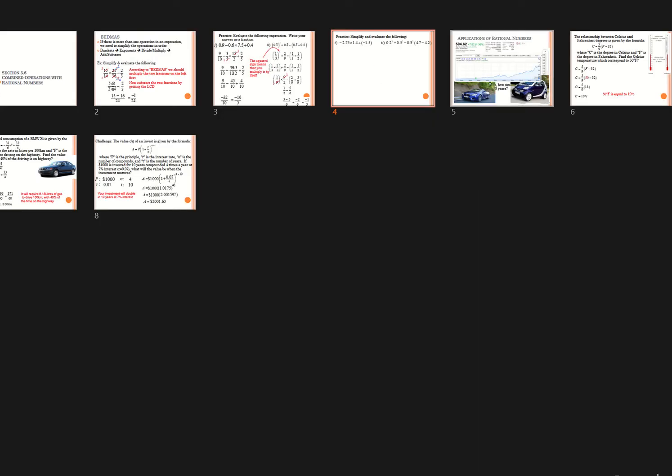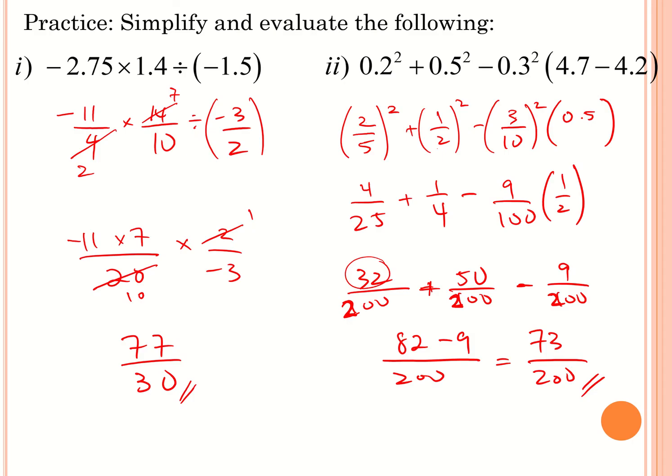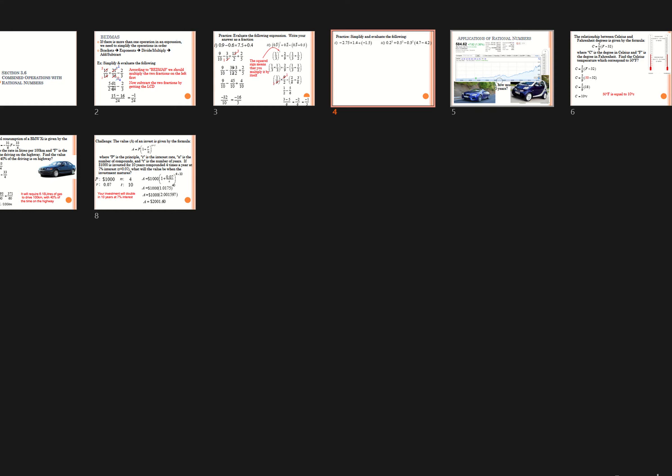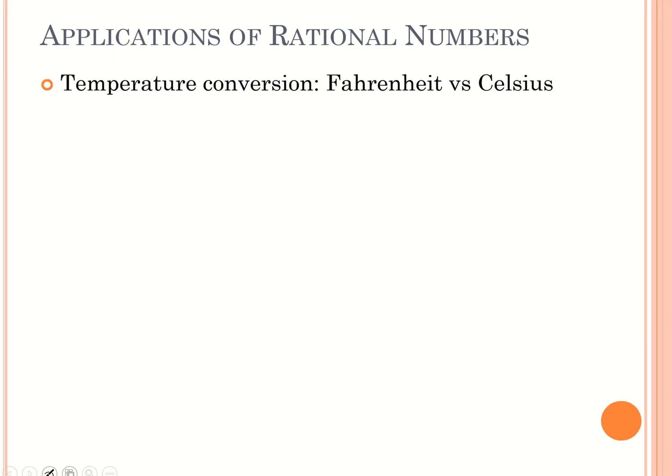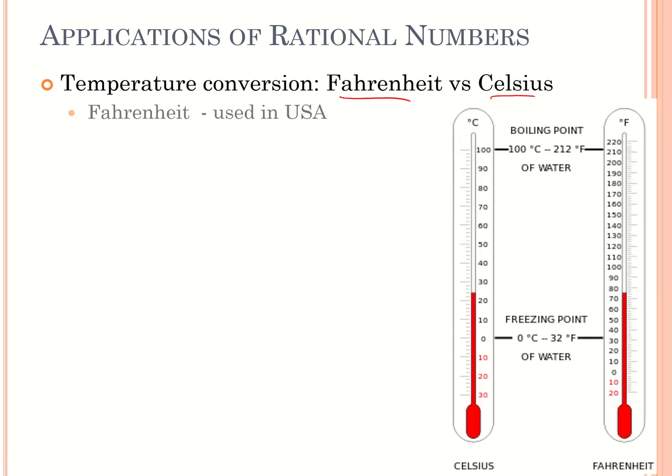So the next slide you're going to be seeing, in case anybody needs to copy this. So next slide you're looking at now is: when would you use these order of operations with rational numbers? Whenever you're converting from Fahrenheit to Celsius, like temperature conversion, you're going to be dealing with a lot of rational numbers. So Fahrenheit is used for measuring temperature. It's often used in the States, and in Canada we use Celsius.